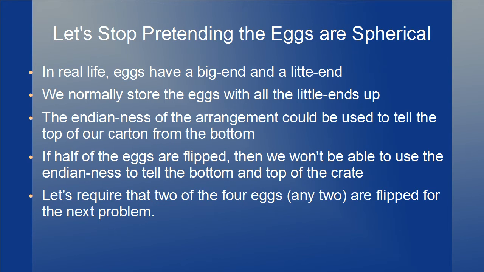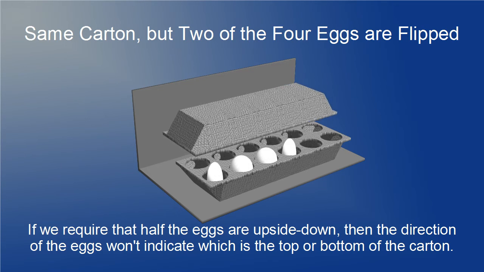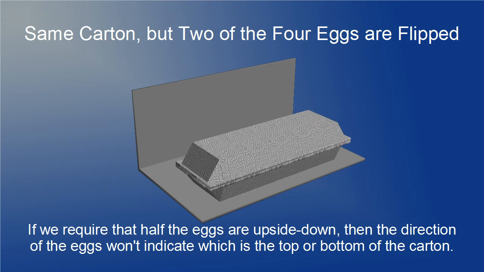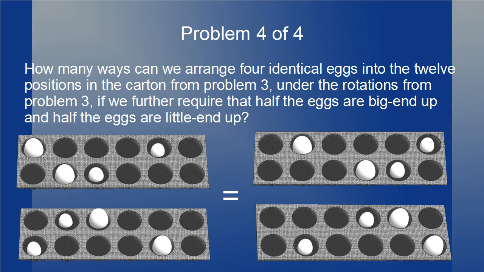How many ways can we arrange 4 identical eggs into the container from problem number 3 when we require that 2 of the 4 eggs have the big end down and the remaining 2 have the little end down? Obviously, flipping the egg carton over will invert each of the eggs, and you'll still have 2 big ends down and 2 little ends down, no matter which way you orient the carton. And now you can't rely on the Endianness of the situation to distinguish top from bottom.